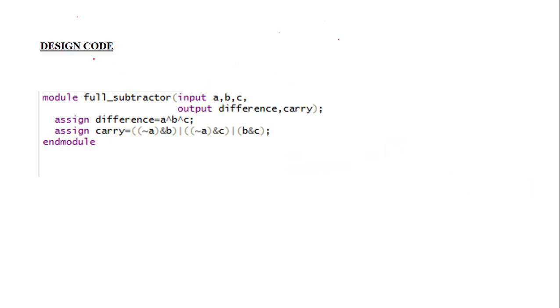So this is our design code for the full subtractor. In Verilog code, as we already discussed, the code is between module and end module. After module we have to give the module name. It is about the full subtractor, so I mentioned the module name as full_subtractor. It's up to your choice. You can give any name, but it should start with small letters, and there is no need to mention any numbers or special characters.